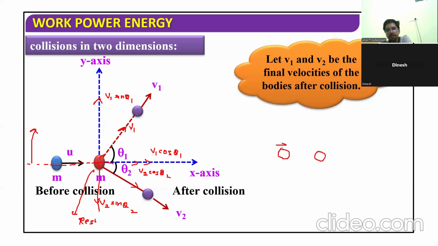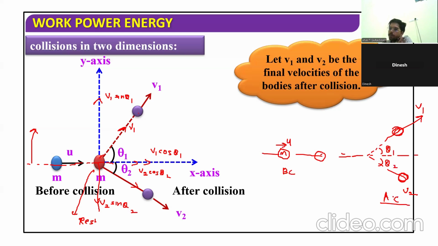It collides, and after collision, one ball is going in this direction and the other ball is going in this direction. It has velocity v1, and from the line of action of motion, it is making an angle theta 1. It is theta 2 for the other. This is before collision, and this is after collision. So that's why I have taken a component of velocity.